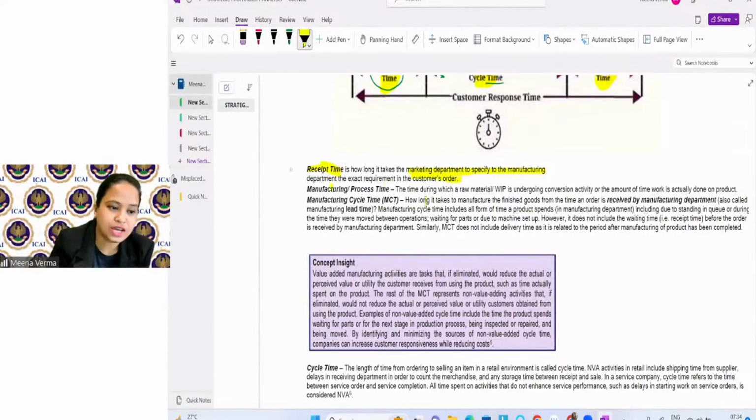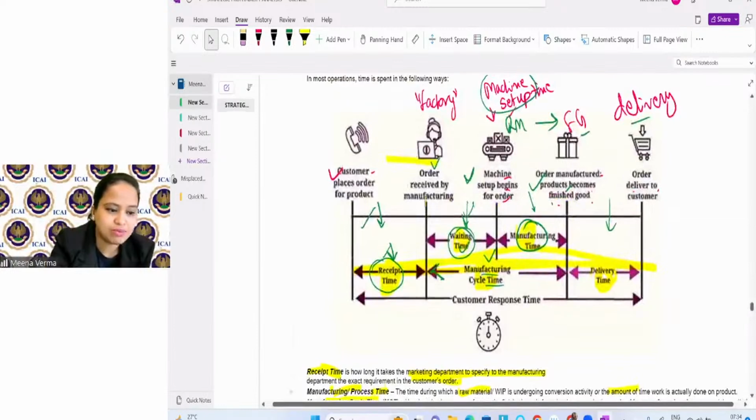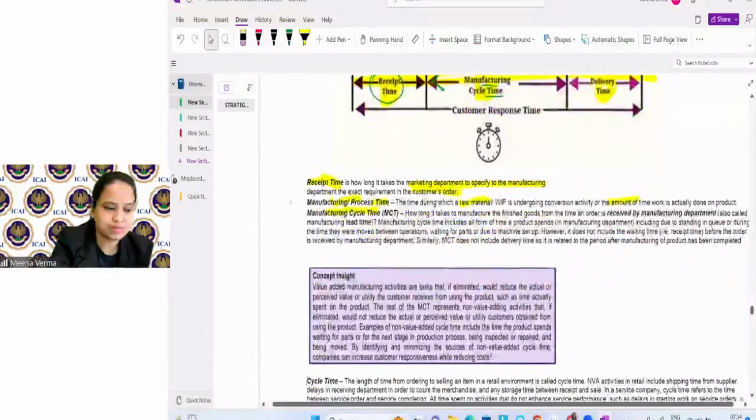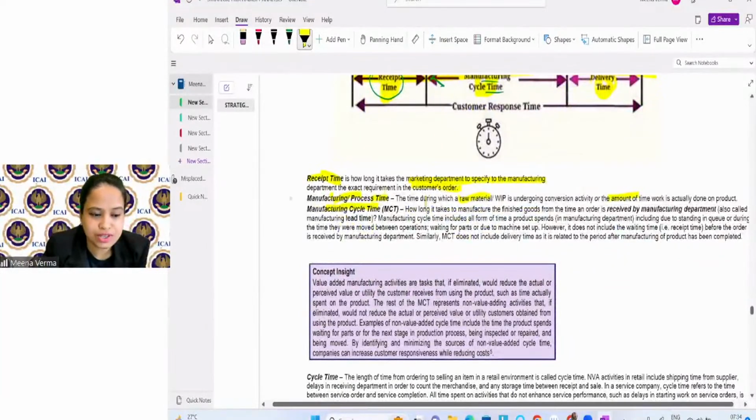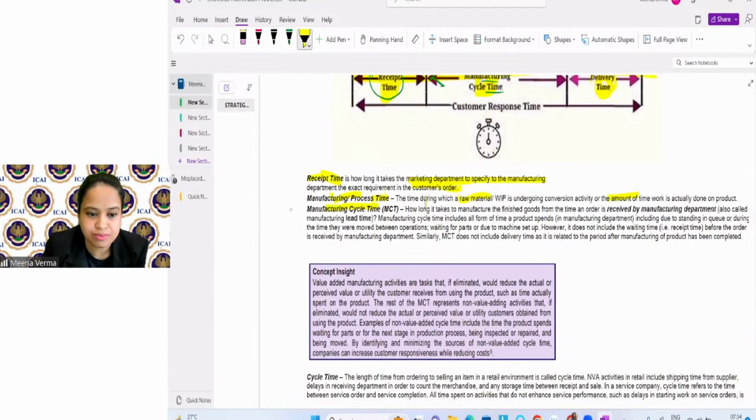Then manufacturing time: converting the raw material into final good. Whatever time you take to convert the raw material into final good will be the manufacturing time or processing time. Manufacturing cycle time will be machine setup time plus processing time. I told you, machine cycle time will be what? Machine setup time and processing time. How long does it take to manufacture the final good from the time an order is received by the manufacturing department.